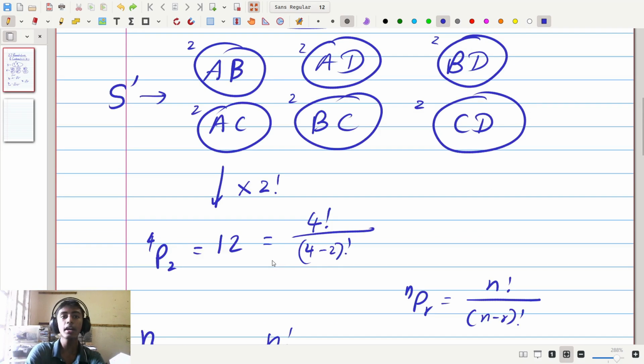If you want to see how we could derive the choose function or the combination function in a different way, click this video on the top right here. In that video, I discuss how we can derive the combination function as in choose function using Pascal's triangle.